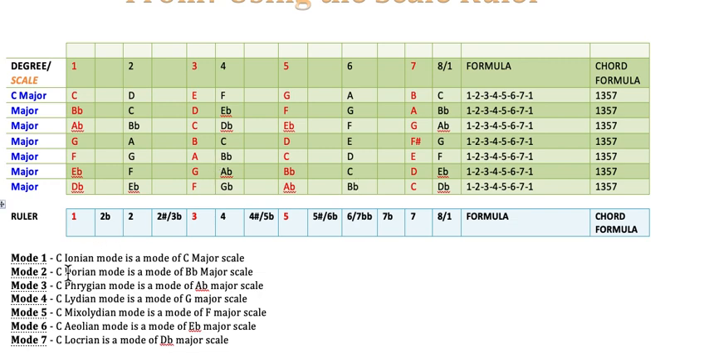So as mode 1, C Ionian is found in C major scale. C Dorian is found in B flat major scale. C Phrygian mode is a mode of A flat major scale, and C Lydian mode is a mode of G major scale. C Mixolydian mode is a mode of F major scale. C Aeolian mode is a mode of E flat major scale. C Locrian is a mode of D flat major scale.